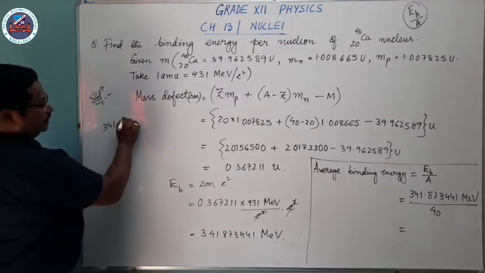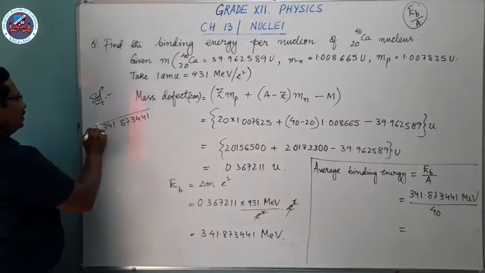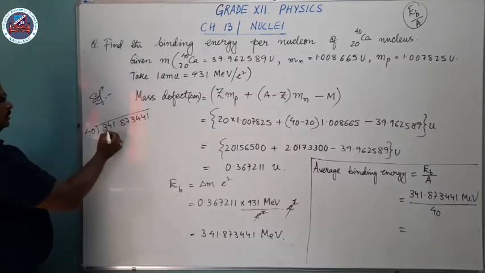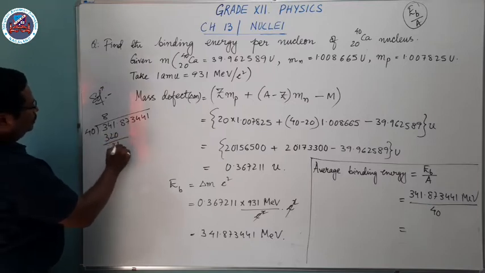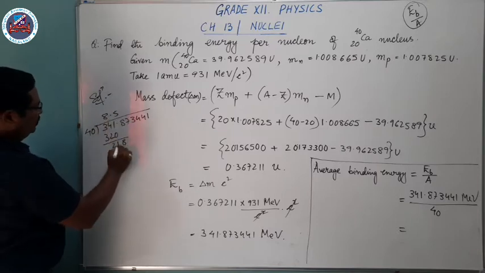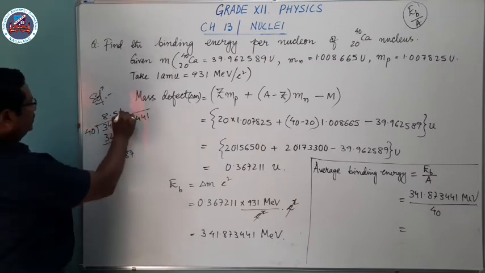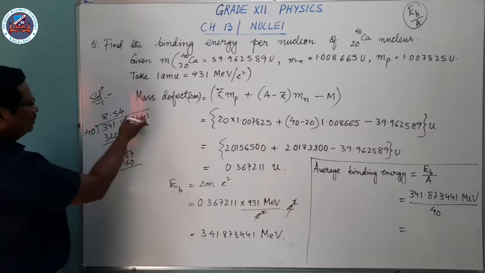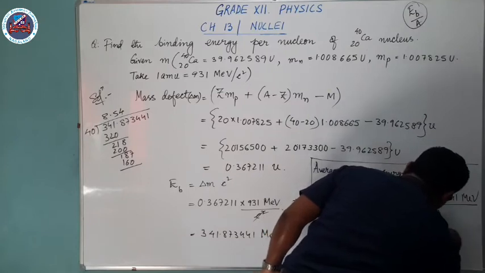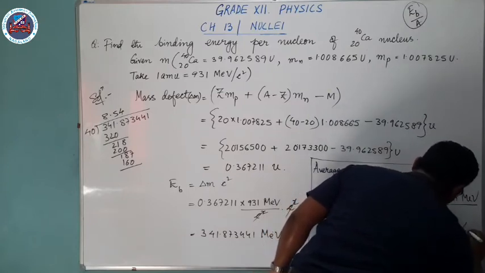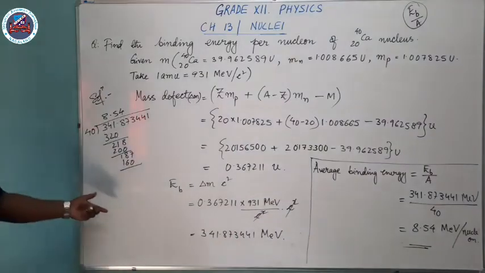341.873441 divided by 40. One time cannot do. 4 7s are 28, 4 8s are 32. 32, 0, 1, 2, then 8 bring down, decimal will come. 4 5s are 20, 0, 18, 7, then 4 4s are 16, 160. You can complete everything or you can leave it like this: 8.54 mega electron volt per nucleon. Like this we can represent the answer.